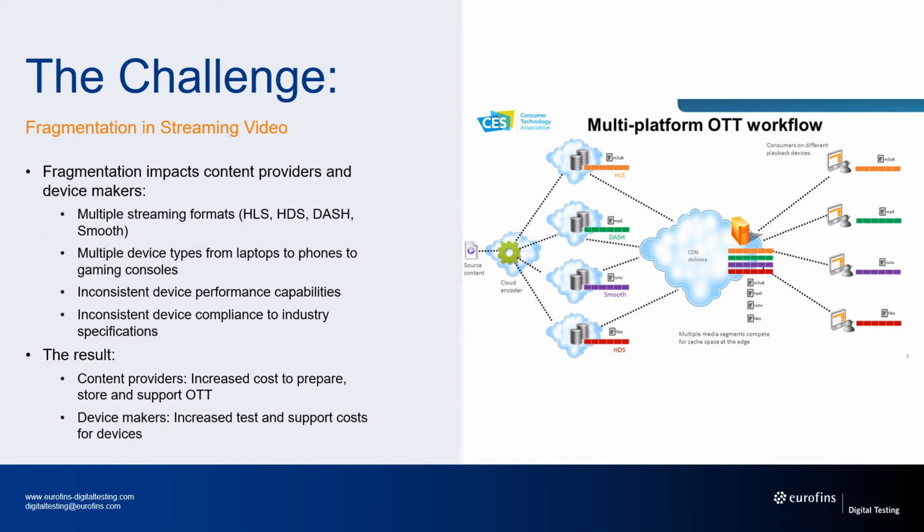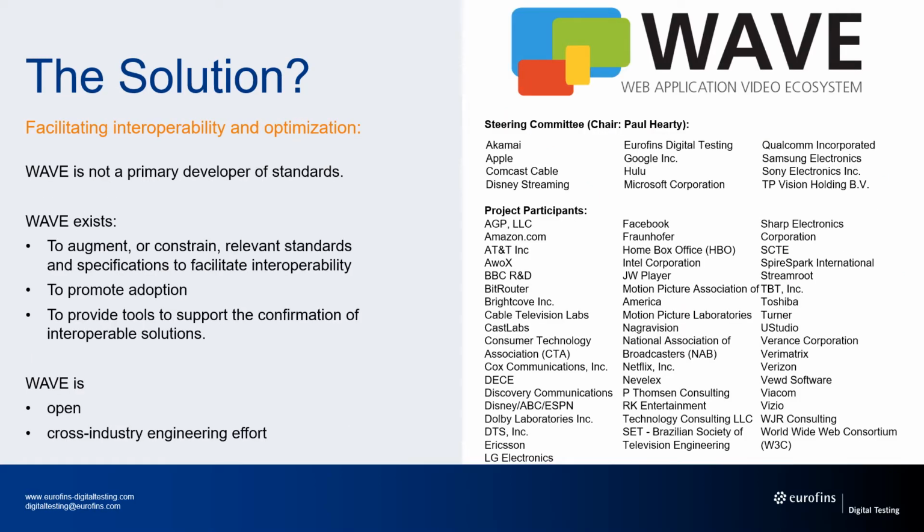There is a fragmentation problem for streaming video. There are a multitude of streaming formats and device types, and this leads to inconsistent behavior, capabilities and compliance to industry standards. This has a cost for manufacturers and content providers. WAVE was formed by the Consumer Technology Association to try to facilitate some solutions to these challenges. As you can see, it is a well-supported group with many important names participating.